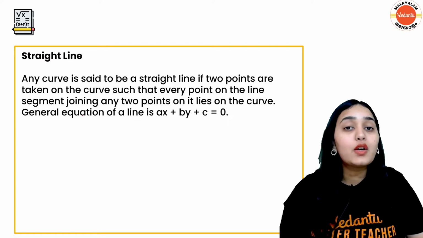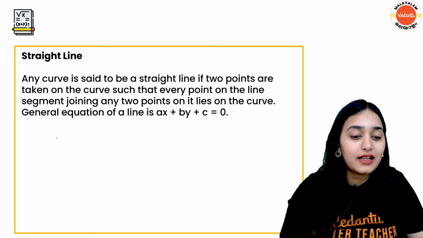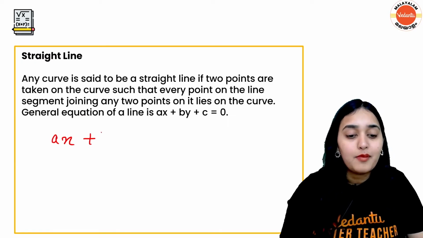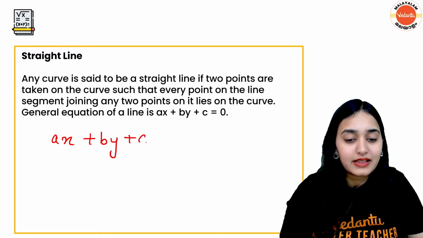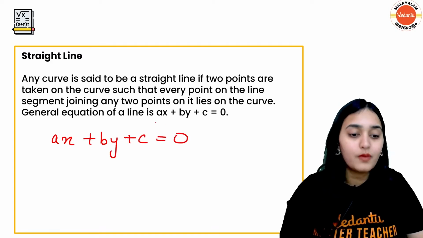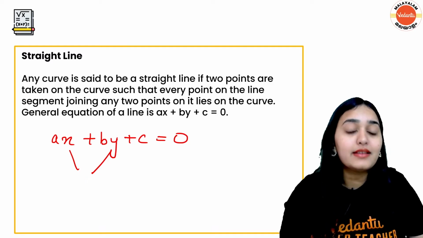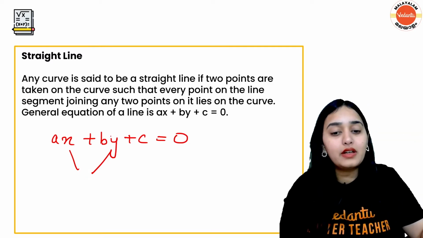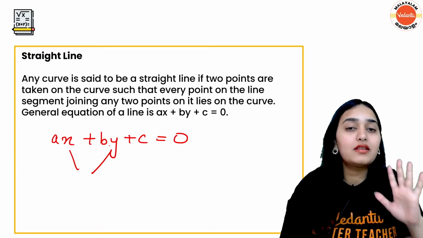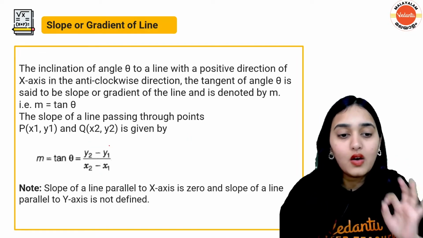Now, the equation of a straight line basically looks like ax plus by plus c is equal to 0. Now what are x and y? x and y is any point that is on the line. Okay, so this is how a straight line equation looks.